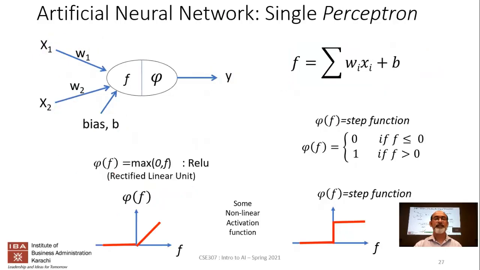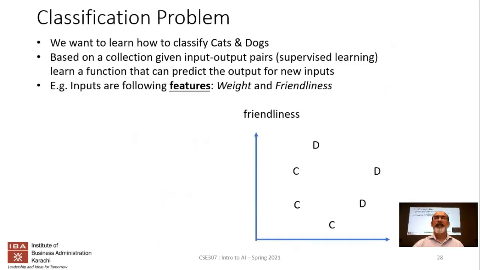So let's think of a simple learning example, and we'll refer to this as a classification problem. What we're trying to do is learn how to classify dogs and cats. Simple example. And we're going to do this based on a collection of given input-output pairs. So this is going to be an example of supervised learning.